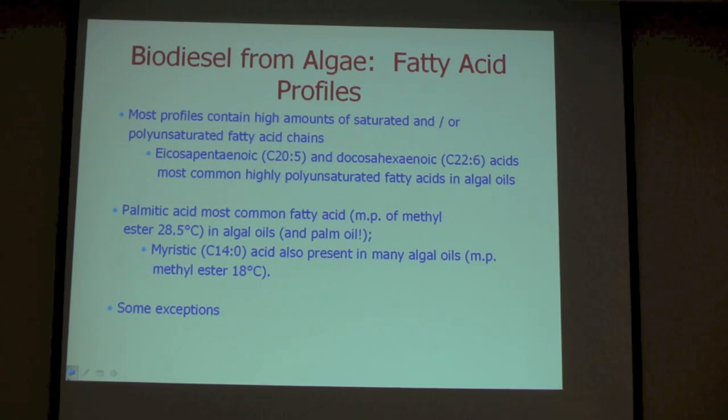Many of those profiles contain high amounts of saturated and polyunsaturated fatty acids simultaneously. Point out icosapentaenoic and docosahexaenoic can be found in some algal oils. On the other hand, palmitic acid is probably the most common fatty acid in algal oils. So they might also, let's say, present cold flow problems if you want to make a biodiesel. Point out there are some exceptions. Next slide, please.